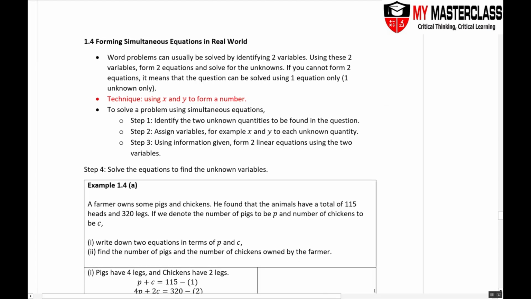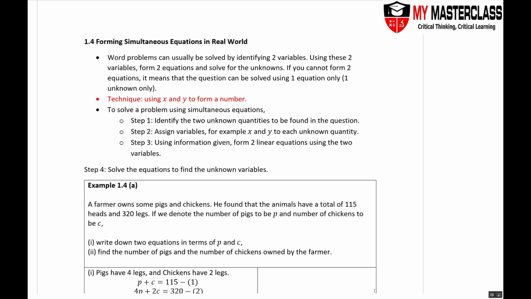The technique is the same: use x and y to form the equations, just like how we solved the equations above, with your two variables x and y. To solve a problem using simultaneous equations, step 1: identify the two unknown quantities, and assign them, for example, as x and y.